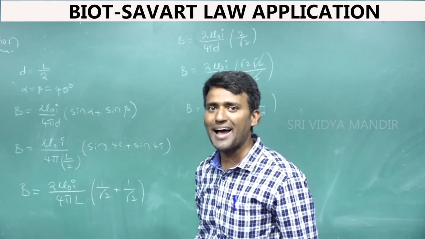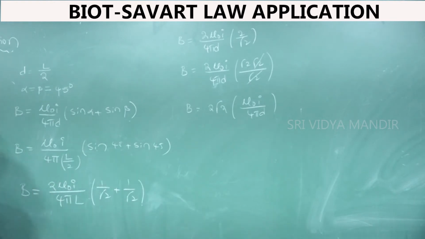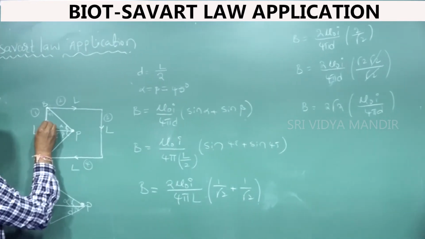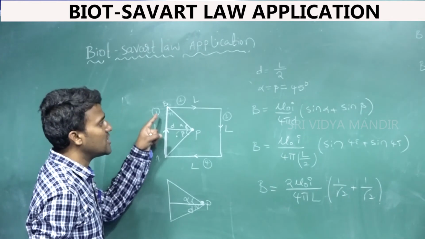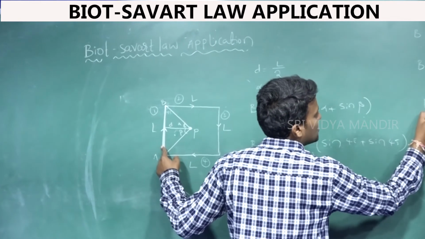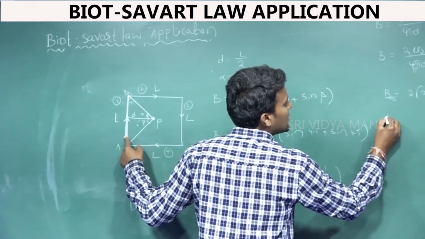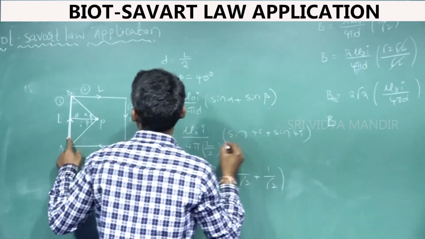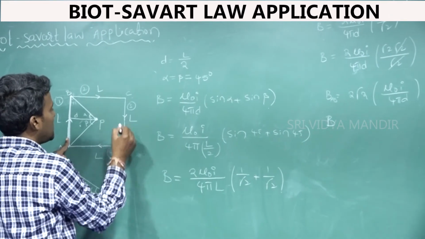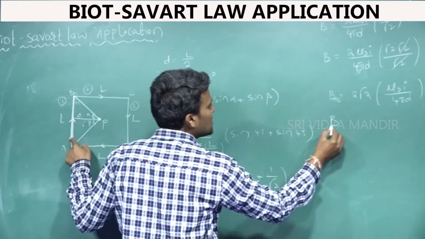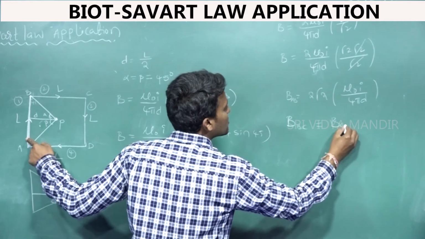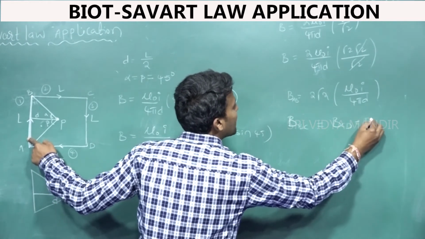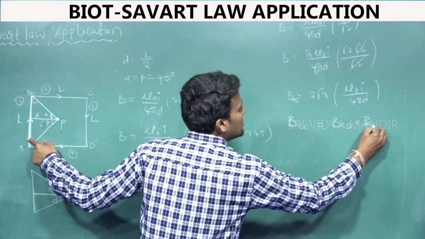This is nothing but the magnetic field along the AB, due to the AB we got it. Magnetic field along the AB is equal to this one. Along the AB. See here, this is A, B, and this is C. If I am taking BC, that is equal to the magnetic field along the CD, equal to the magnetic field along the DA.